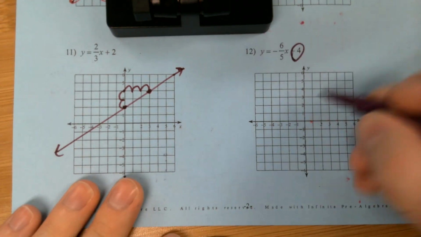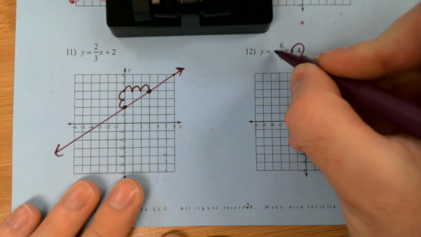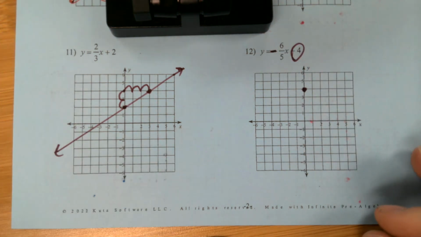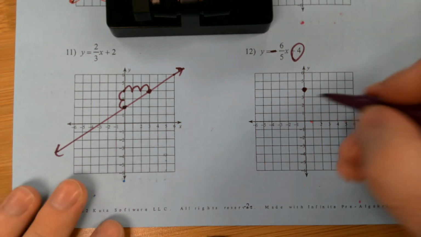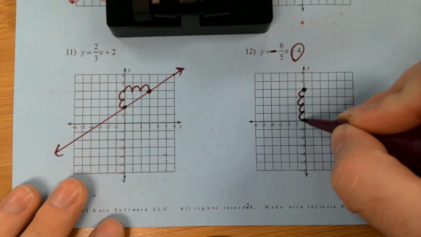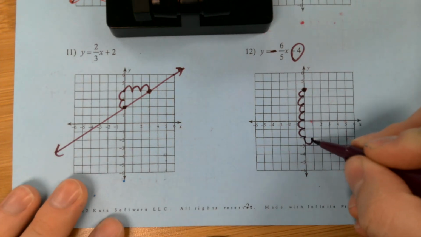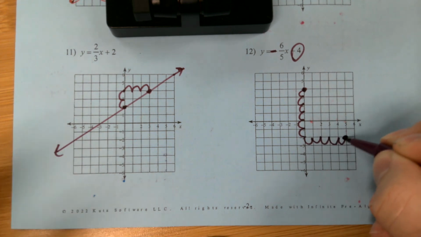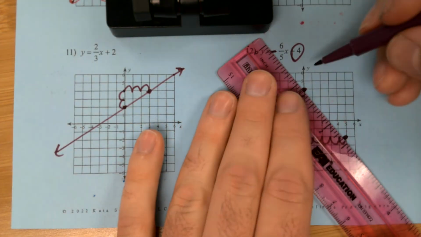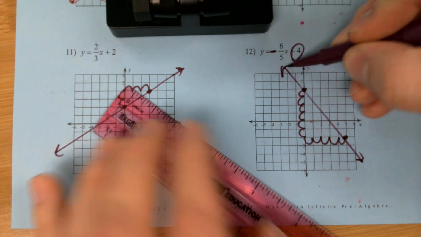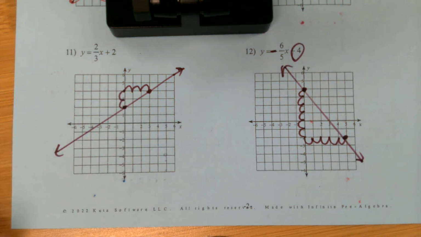Here we're starting at positive 4. We've got a negative slope, so we'll go down 6, but then we're going to go right 5. 1, 2, 3, 4, 5, 6. 1, 2, 3, 4, 5. Our line is sloping downhill from left to right, so our negative slope there is great.